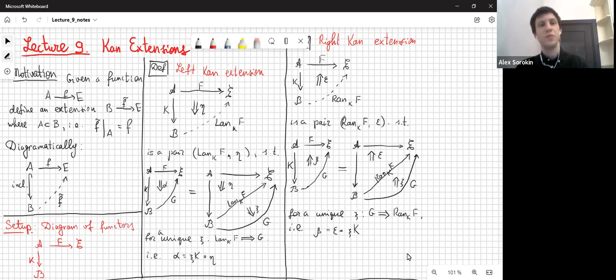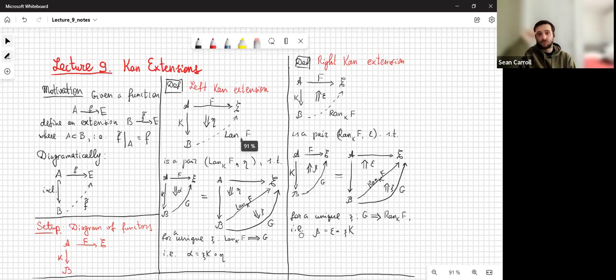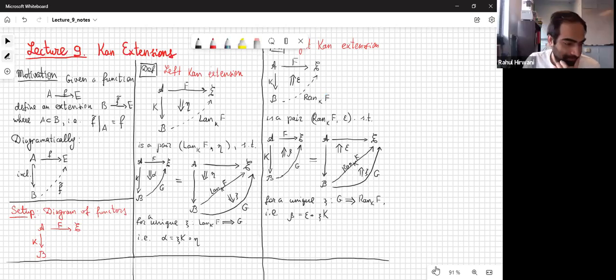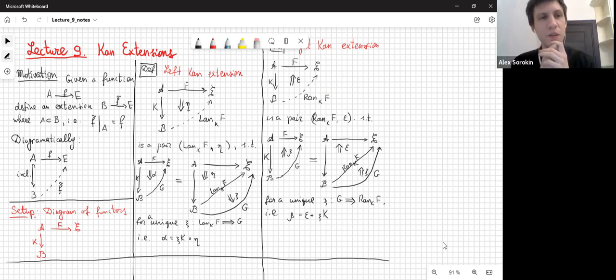Well, what is a Kan extension? To give a precise definition and to start going quickly and deeply, I decided that we should look first at a motivational example, and the motivational example is just the extension of a function. Do you see the screen well? Okay, very nice. Yeah, all good. Thank you.